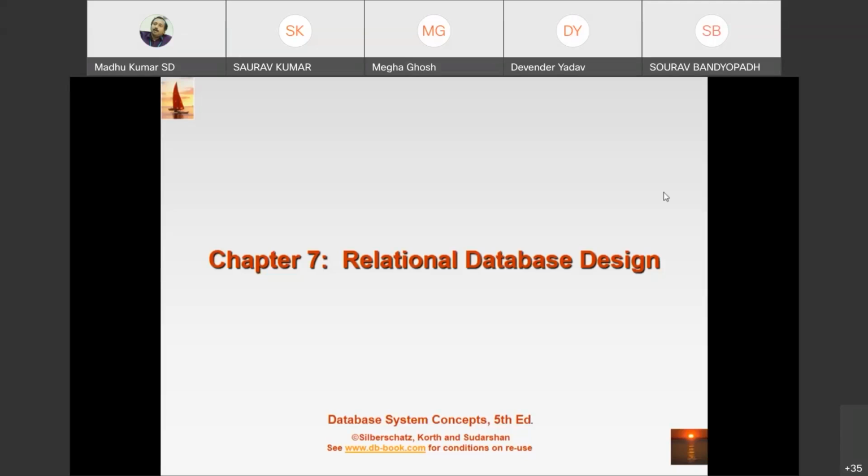Any comments on that? Open to all. Piyush, Abhishek. Like dependency, we can see partial dependency, transitive dependencies.